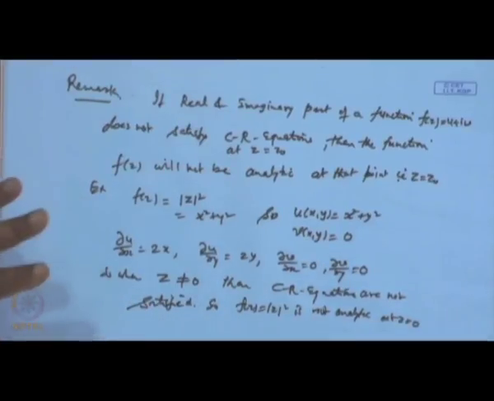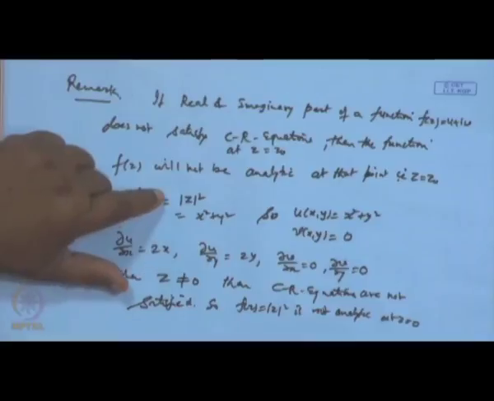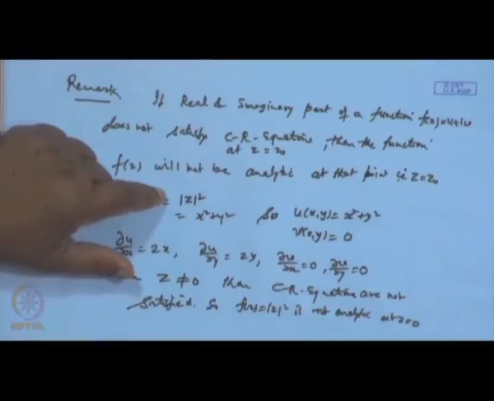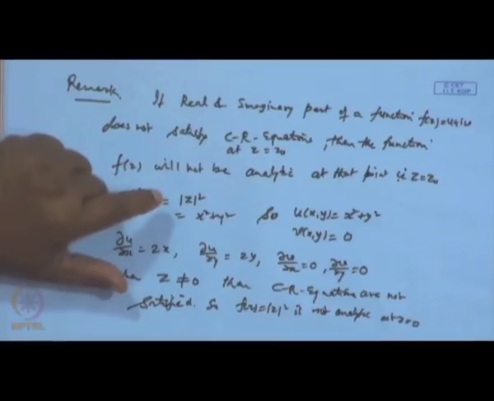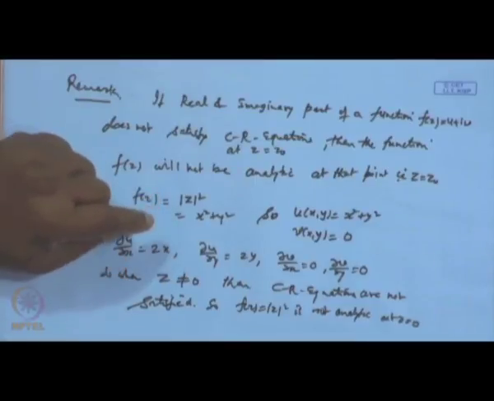Okay? That is all. CR's equations are satisfied at 0, but that does not mean the function is differentiable, because that is not a sufficient condition, unless you prove that these partial derivatives are also continuous. That we will take up next time, what are the sufficient conditions, what extra condition you can put on the partial derivatives, so that satisfying the CR's equations will give the guarantee the function is analytic at that point. Thank you very much.